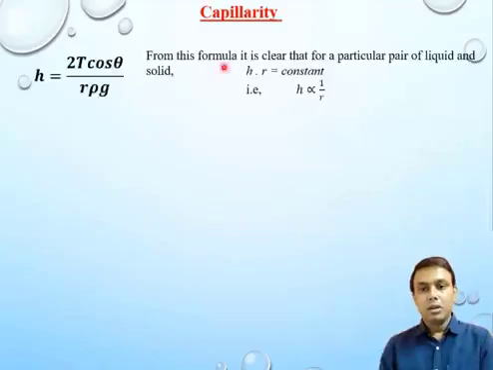From this formula, it is clear that for a particular pair of liquid and solid, h into r equals constant. Why? For a particular liquid, T is constant. For a particular pair of solid and liquid, theta is constant. Density of the liquid is constant. g is also constant. So the product h into r will be constant. Therefore, h is inversely proportional to r.